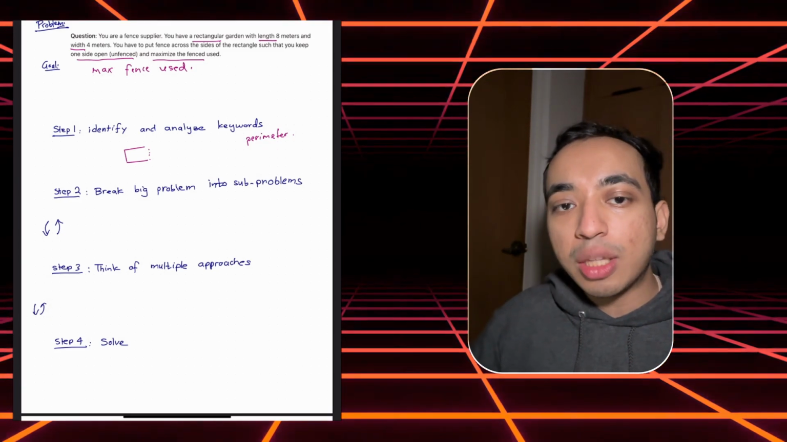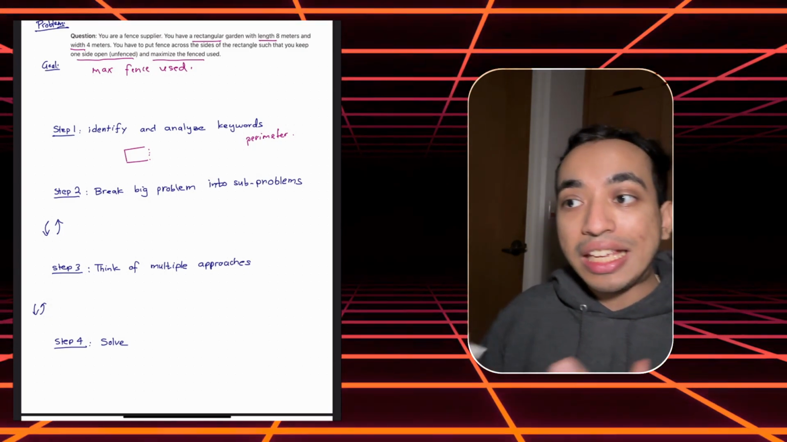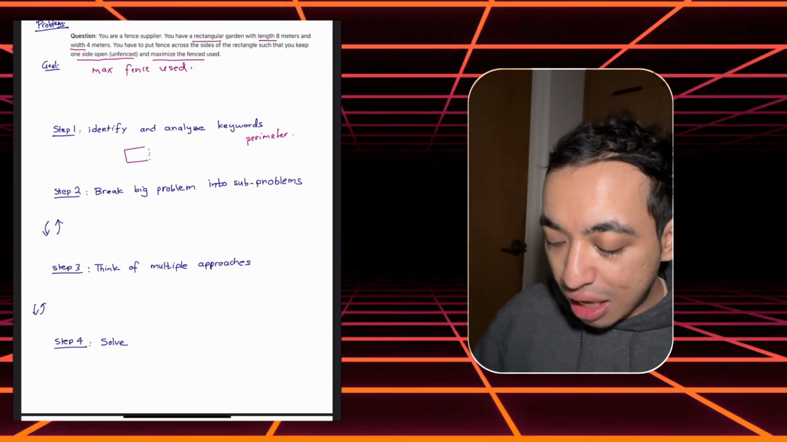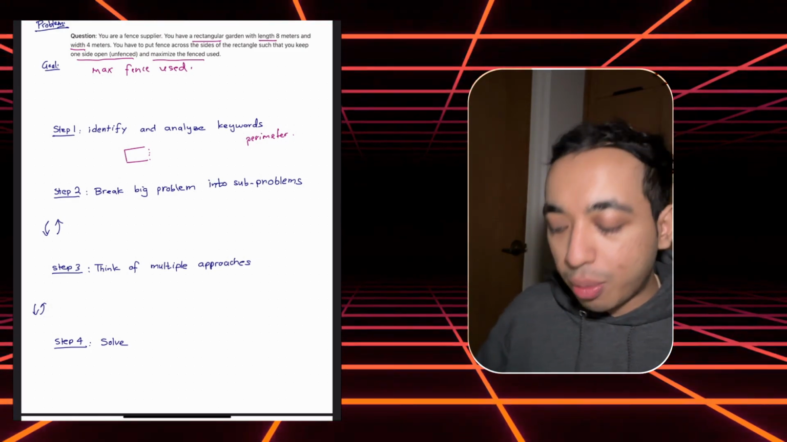And even here, I'm looking at the problem from two angles. One is either I fence three sides or I keep one side unfenced. Then I usually break into sub problems. Here, there isn't really one big problem, so we don't have to do that.